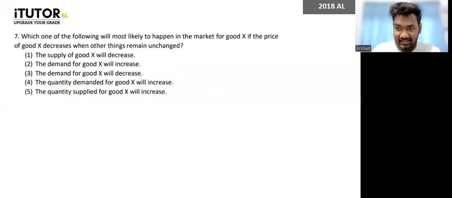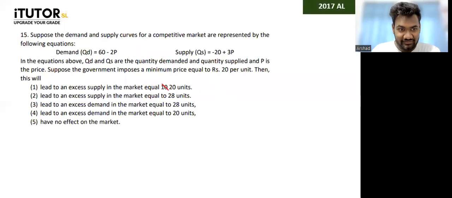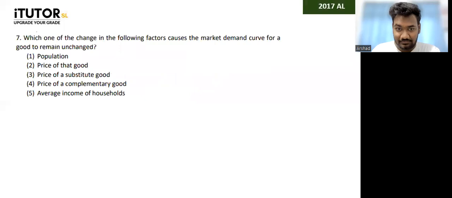The 2017 paper has until question 50, so there are around 8 to 9 questions there. We'll start with question number 7. A few questions are very easy, guys, so those questions I will definitely go through much faster.